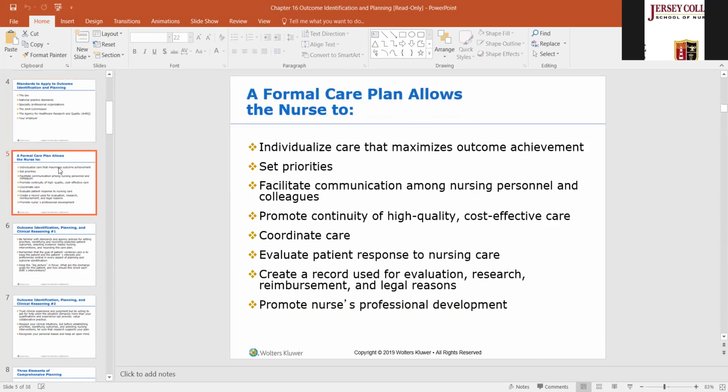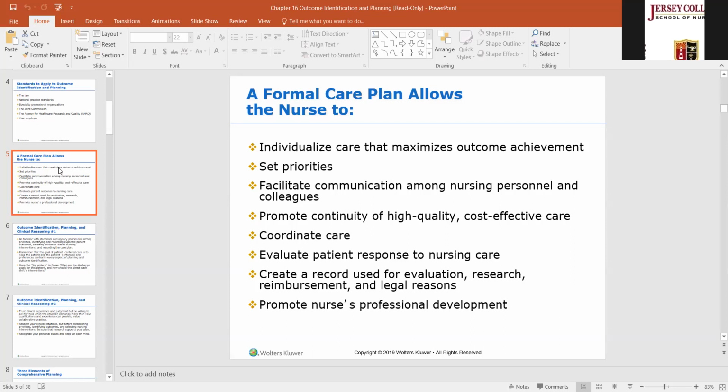What we need to do is individualize or make that care unique so that we can get the best outcome for our patient. And the idea is to get this continuity of care and help the patient achieve their maximum outcome so that we can get rid of these either potential problems or risk for problems. So we're going to set priorities for the patient.